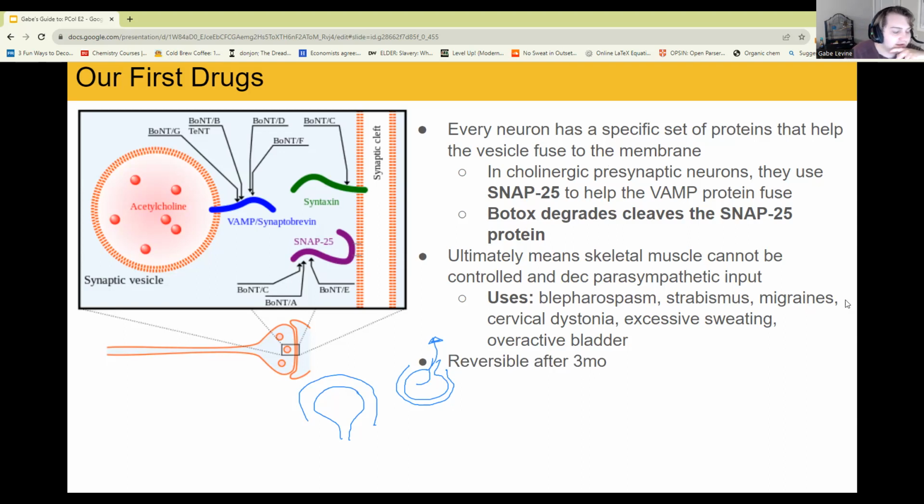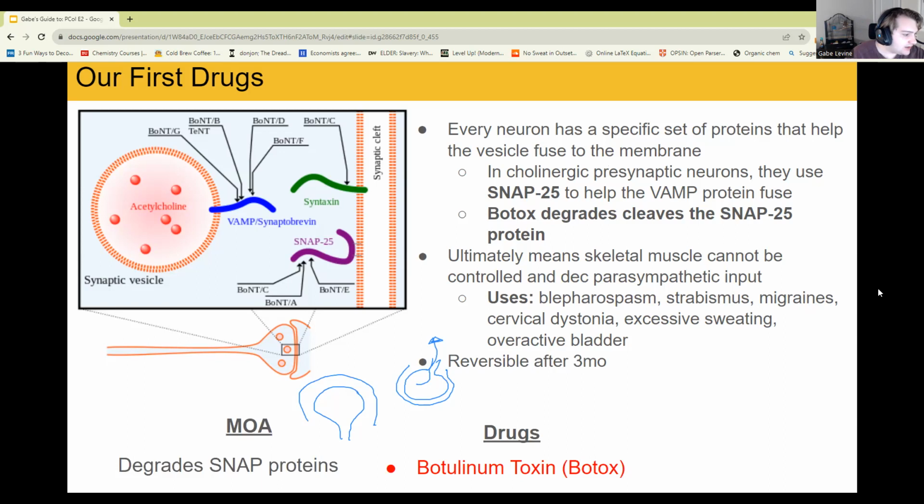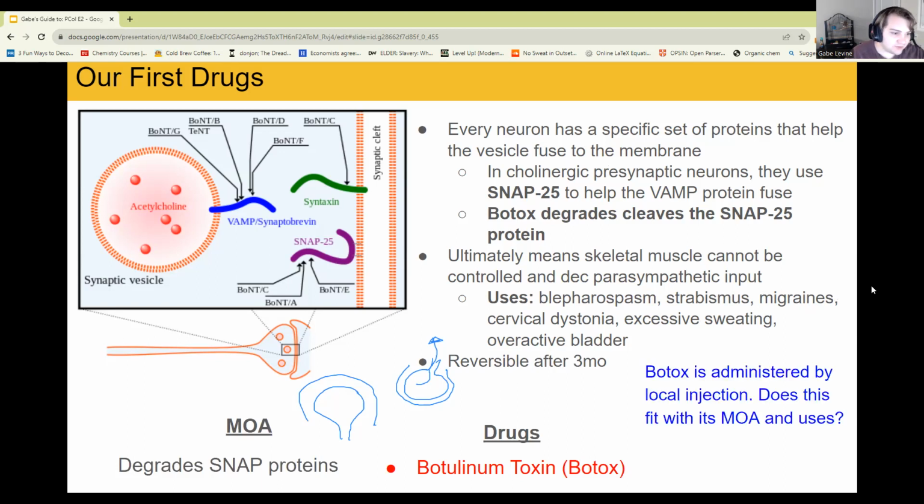We see that Botox is reversible after 3 months, which is actually pretty helpful because maybe things get better over time. And so we don't need to permanently cause this degradation. So we have Botox, whose mechanism of action is to degrade SNAP proteins. And my question for you is, how does Botox being administered by local injection fit in with its mechanism of action and its uses? Why does that make sense?